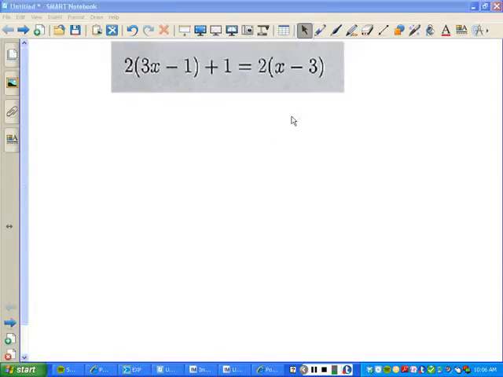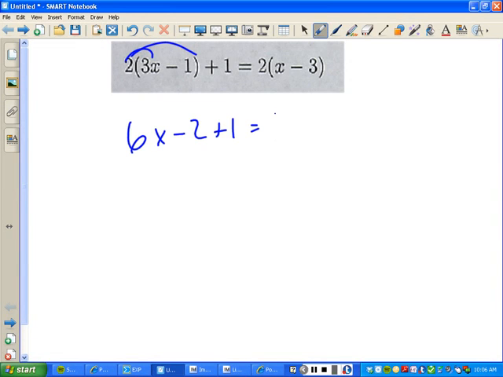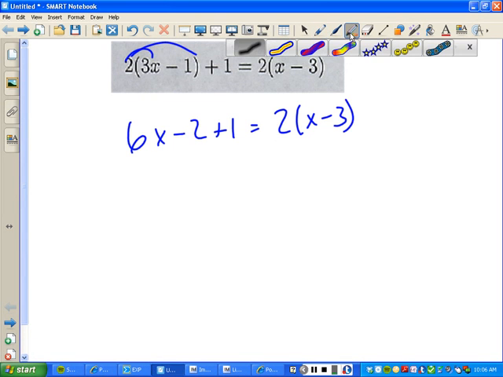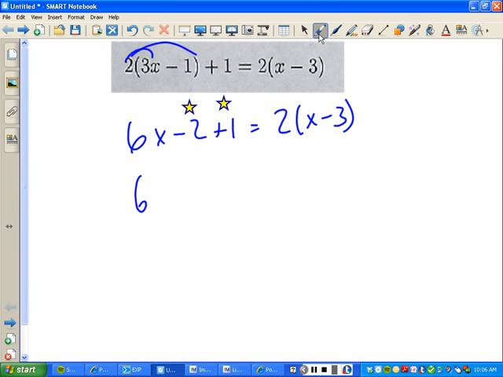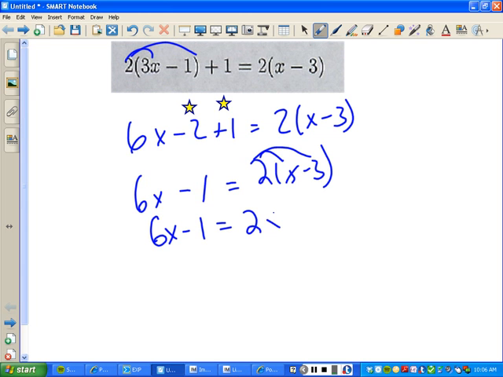All right, so first question is how do we solve? We have to distribute. So we're going to get 6x minus 2 plus 1 equals 2x minus 3. Combining like terms, we'll recognize that this and this are like terms, so we'll go ahead and combine those together. We'll get 6x minus 1 equals 2x minus 3. Distribute. 6x minus 1 equals 2x minus 6.